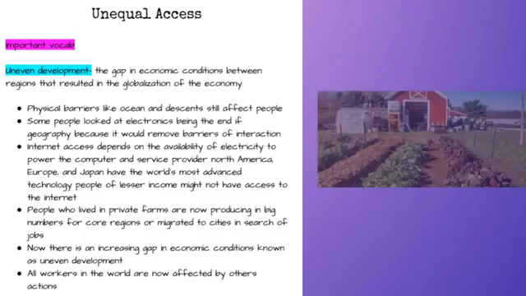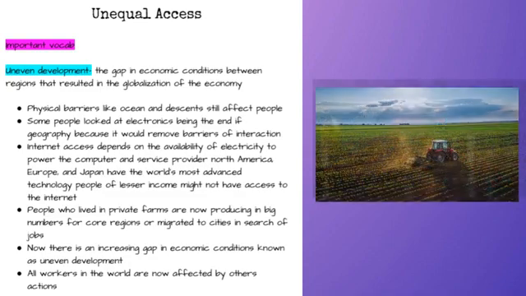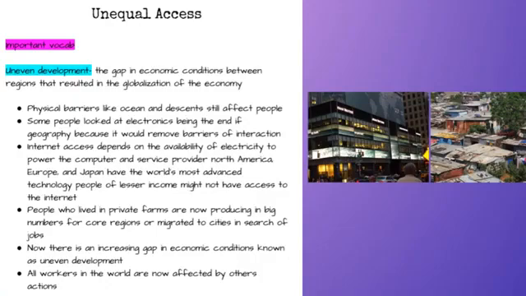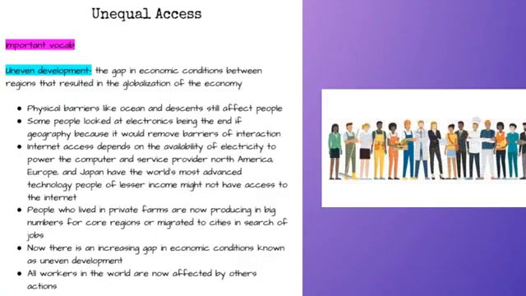People who lived on private farms are now producing big numbers for core regions or migrated to cities in search of jobs. And now there's an increasing gap in economic conditions, which is known as uneven development, and all workers in the world are being affected by one another's actions.